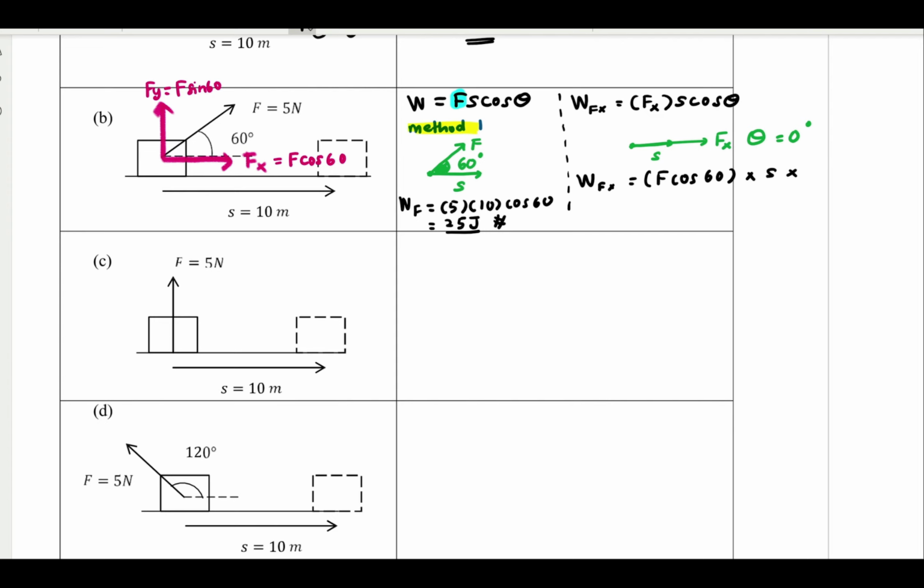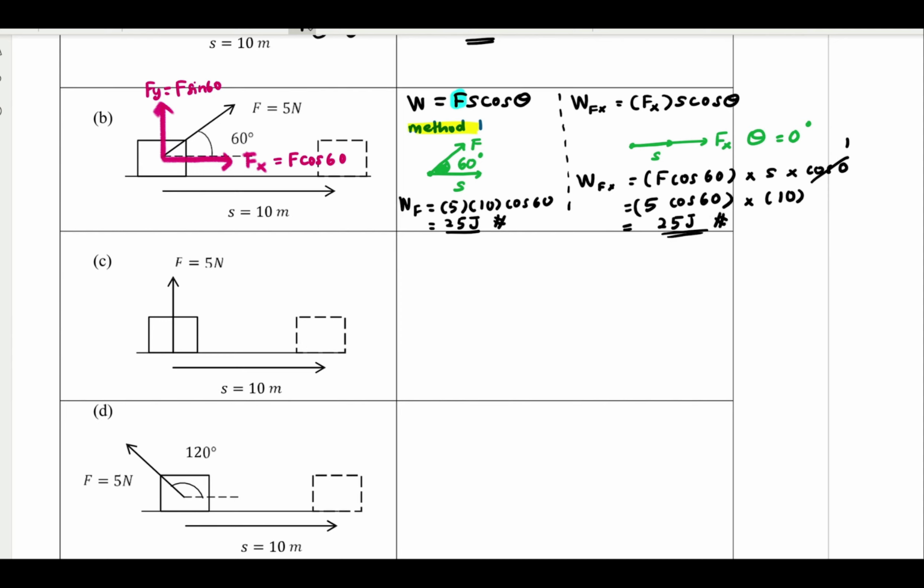And times cos 0, and cos 0 should be equal to 1. So 5 cos 60 times S, which is 10 meter, and times 1, this is cos 0, 1, and the answer is equal to 25 joule.